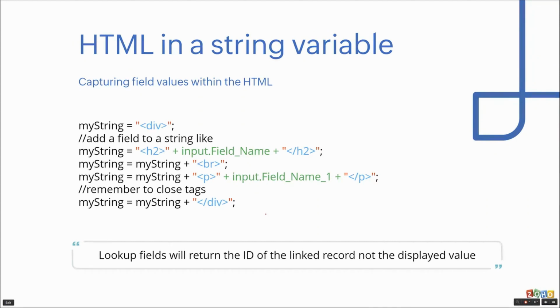And just a word to watch out for: lookup fields will always return the IDs of the records, not the displayed value. So if you are adding a lookup field to a string, then that will always return the ID. In that case, you'll need to actually fetch the related record first.